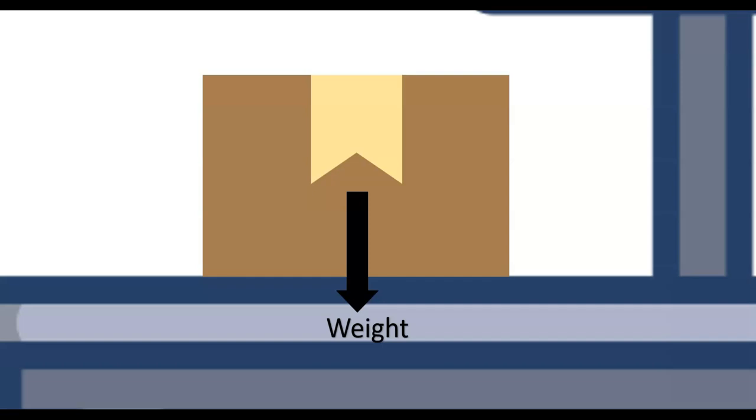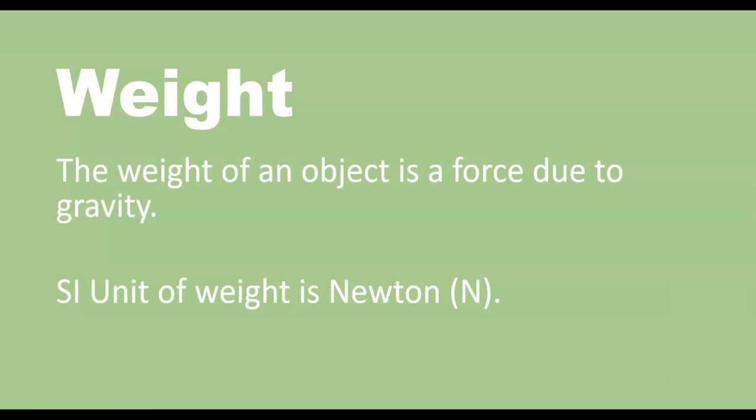Weight is a force and has direction. The direction is downward towards the center of the earth. Since weight is a force, its SI unit is Newton and not kilogram. The force is called the gravitational force, or force of gravity.